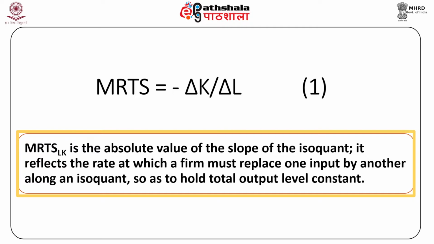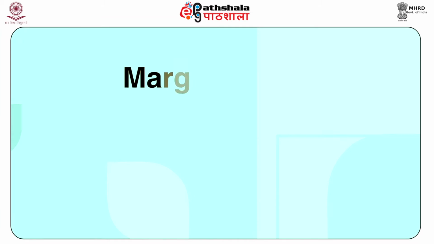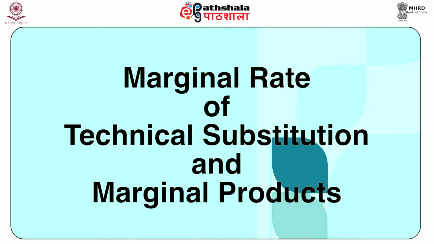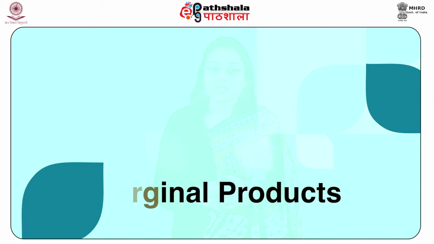MRTS for labor and capital is the absolute value of the slope of the isoquant. It reflects the rate at which a firm must replace one input by another along an isoquant so as to hold the total output level constant. Marginal rate of technical substitution and marginal products.